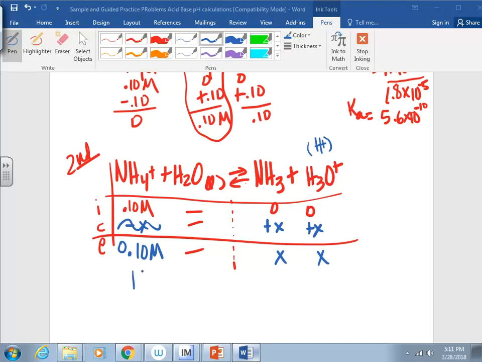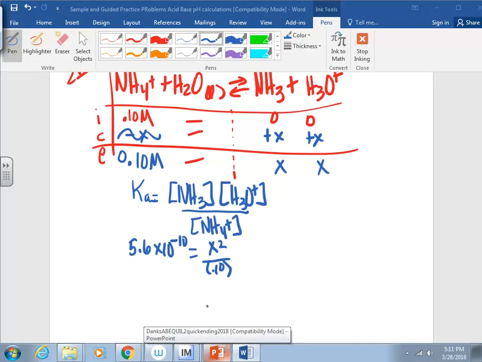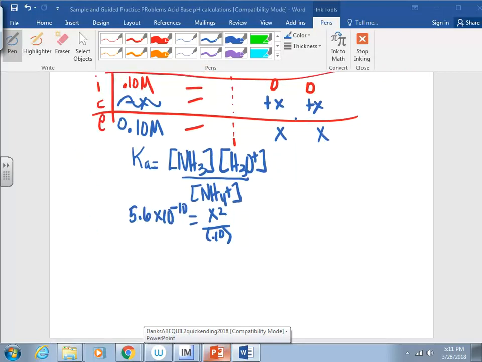So Ka is equal to the concentration of ammonia times the concentration of hydronium ion, which is your hydrogen ion, divided by the concentration of the ammonium ion. We have the Ka from the earlier part of the problem: 5.6 times 10 to the negative 10 equals, now substituting in, x squared over 0.10. Cross multiply, and then we take the square root.